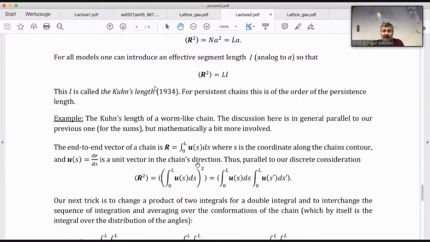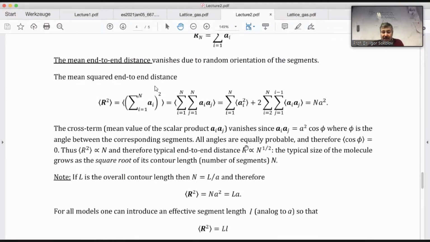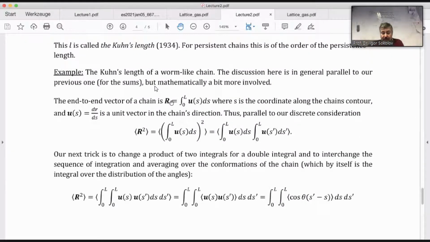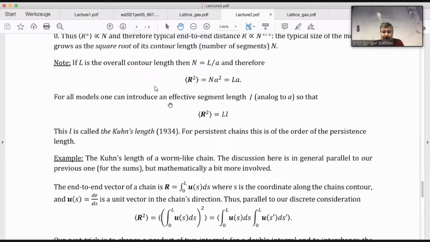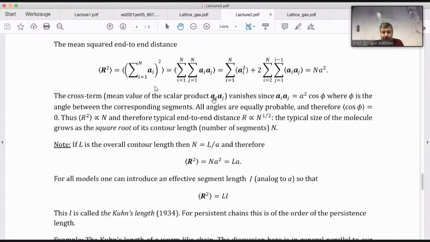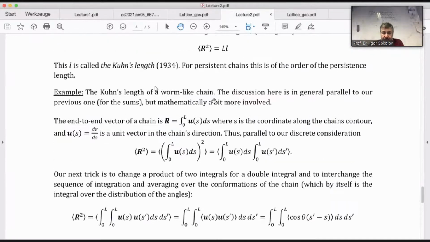Now I will perform exactly the same trick, but now for integrals. The first thing is to understand what r is, what the distance is. I first have to understand the analogue of this formula. Now look, let u of s be a unit vector in the direction of the chain. Now I will draw something.